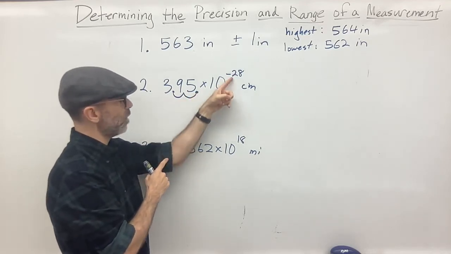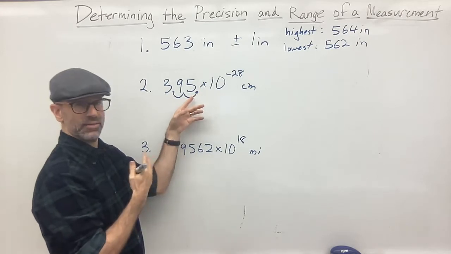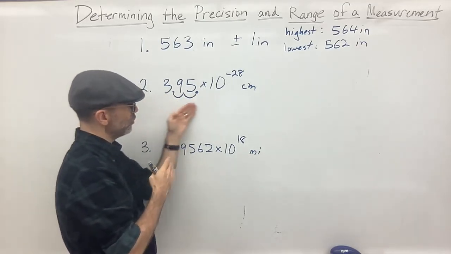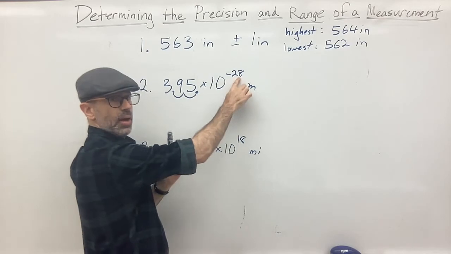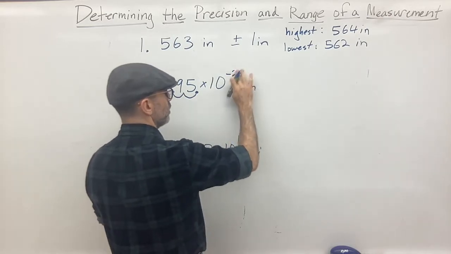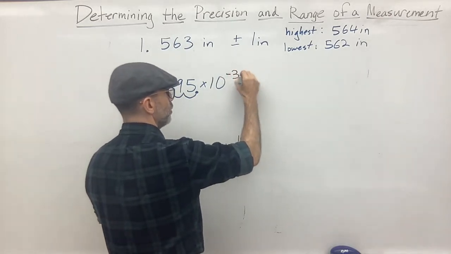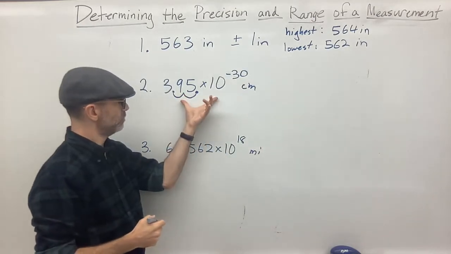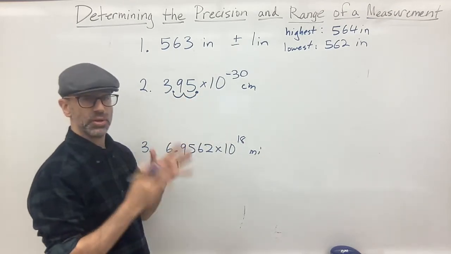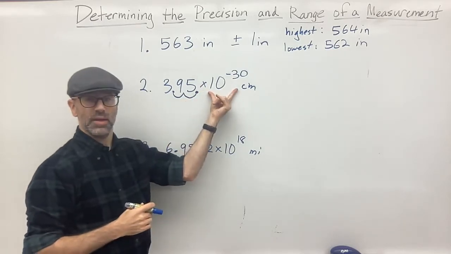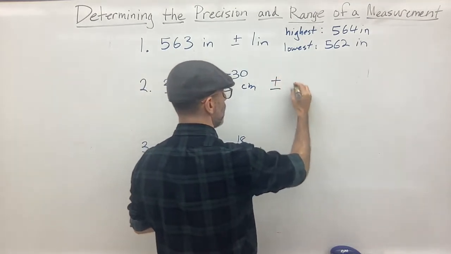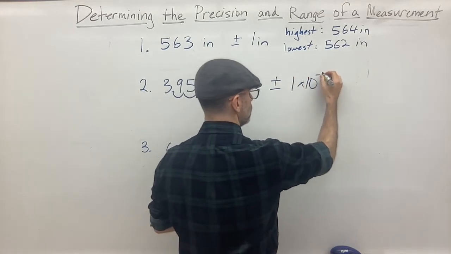I now have to make this smaller to counterbalance it. If I leave it like this, this is not the same number. It's a different number than I had before. So if I move this over twice to the right, I have to make this more negative, right? So this becomes negative 30. So now that I have the decimal point here, I can figure out what the precision is. The precision is always plus or minus 1 in that digit, and this tells me the exponent. So it becomes plus or minus 1 times 10 to the negative 30.